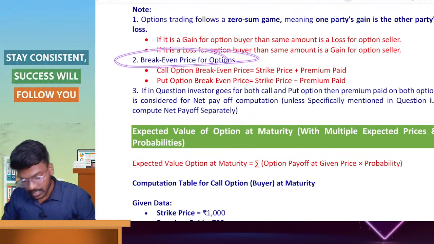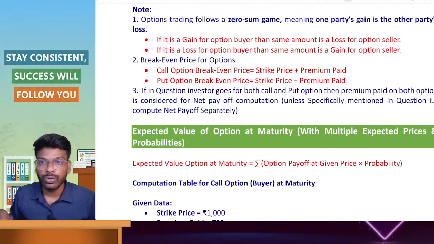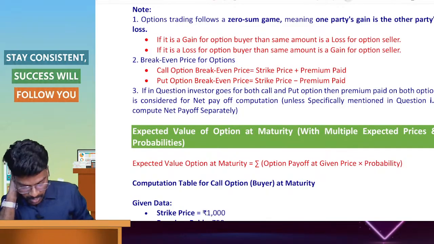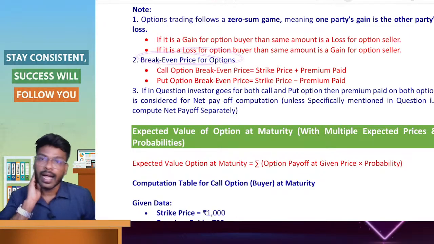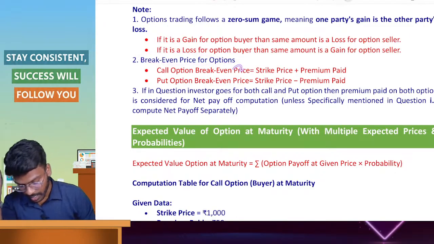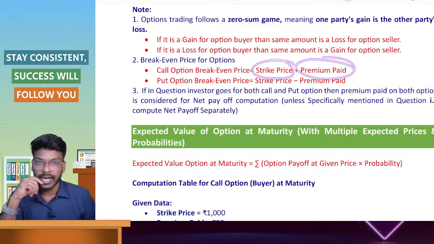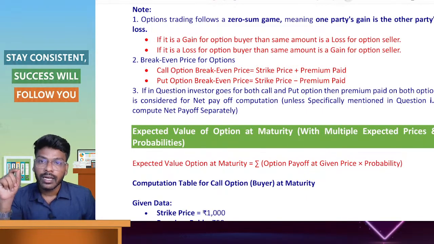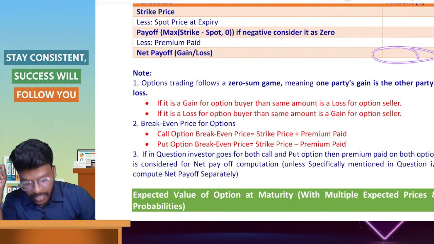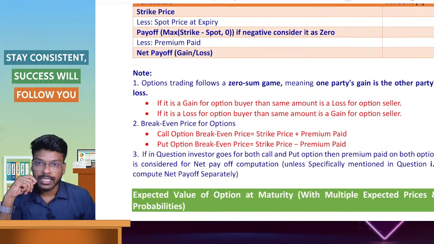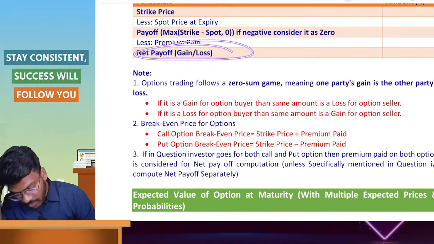Sometimes the question will ask you to compute the break-even price for options. In case the break-even price is asked, you have to use this formula. In case of a call option, break-even price equals strike price plus premium paid. Then you will get a value of 0 in net payoff. Break-even price is nothing but the price at which net payoff will be 0.